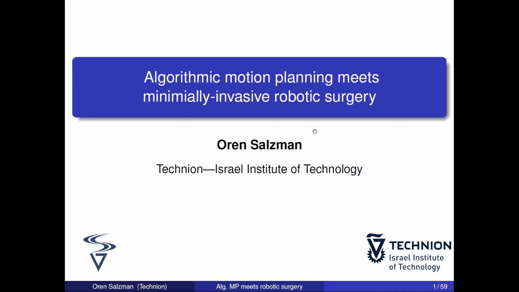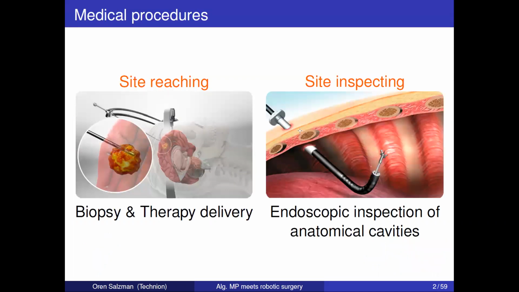And with that disclaimer, it's probably a good start to embarrass myself by talking about the medical applications or medical procedures. We're going to talk about two different procedures: site reaching, where we want to reach a specific site within the body, say to perform a biopsy or to deliver some therapeutic device. And the second application is inspecting some site, in this example, endoscopic inspection of anatomical cavities. So these are two medical procedures that we're going to focus on throughout this talk.